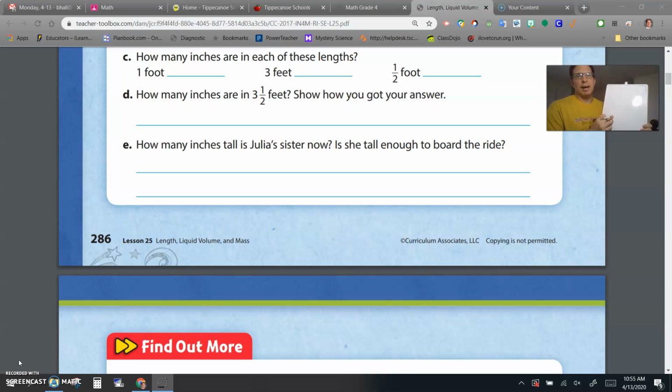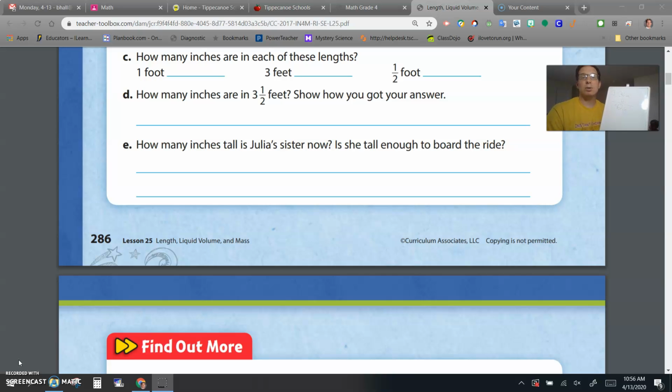But in order to get 3.5, well, we know that 1 foot equals 12 inches. And if we look right above, we have 1/2 of a foot equals 6 inches. 3 feet does not equal 12. 1 foot is 12, but 3 feet is 36 inches. And 1/2 is 6 inches. So we add those together. 36 plus 6 equals 42 inches. Okay, so 42 inches is how tall she was at her last doctor's appointment.